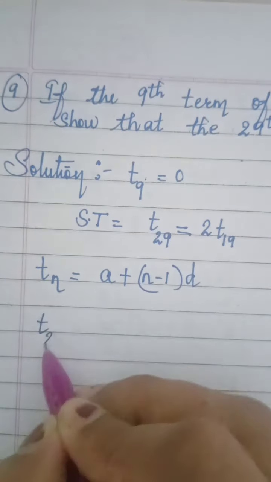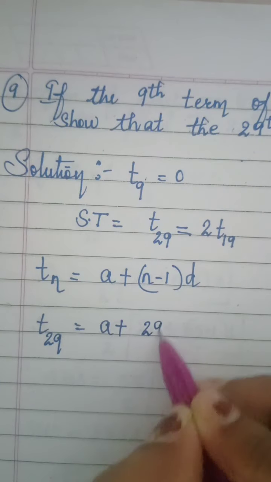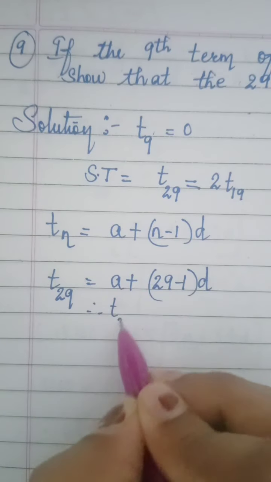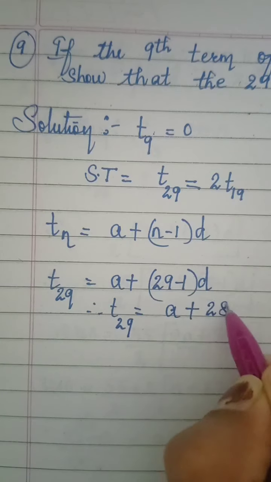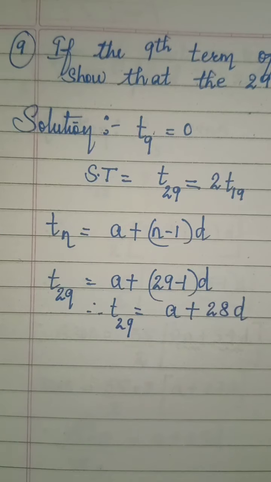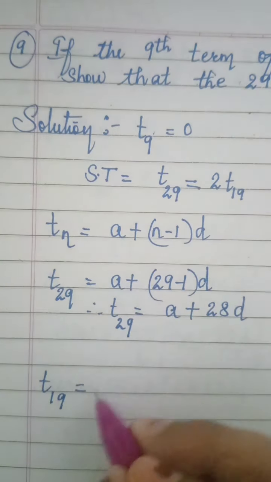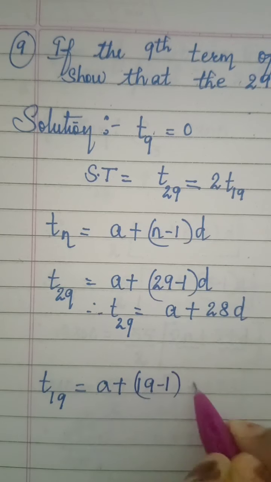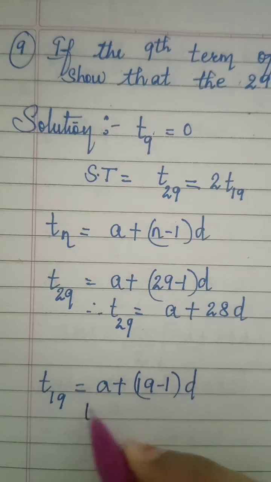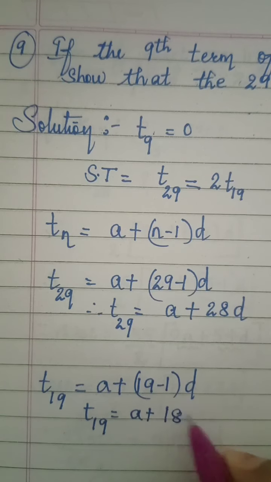What will be T29? A plus 29 minus 1 into D. Therefore, T29 is equal to A plus 28D. Now I'll get T19. T19 is A plus 19 minus 1 into D. So T19 is equal to A plus 18D.